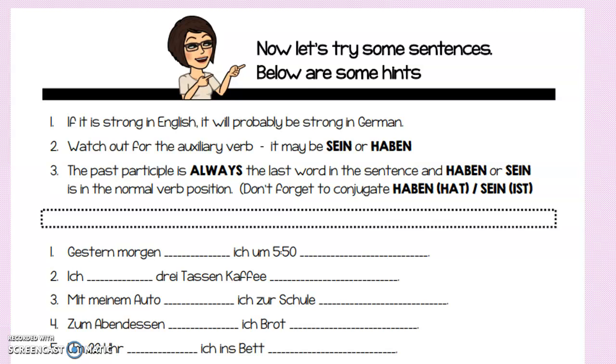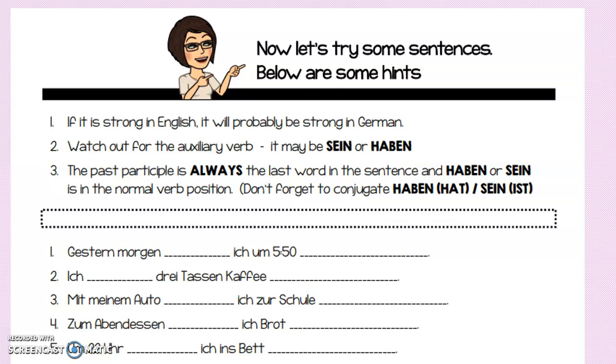Watch out for the auxiliary verb. That's the ist or the hat in front of the verb. That's what you're going to conjugate. The past participle, that's the ge verb, gemacht, geflogen. The ge past participle is always the last word in the sentence. The haben or the sein, the hat and the ist, that's in the normal verb position, and that's what you're going to conjugate. So let's take a look at some of these sentences.